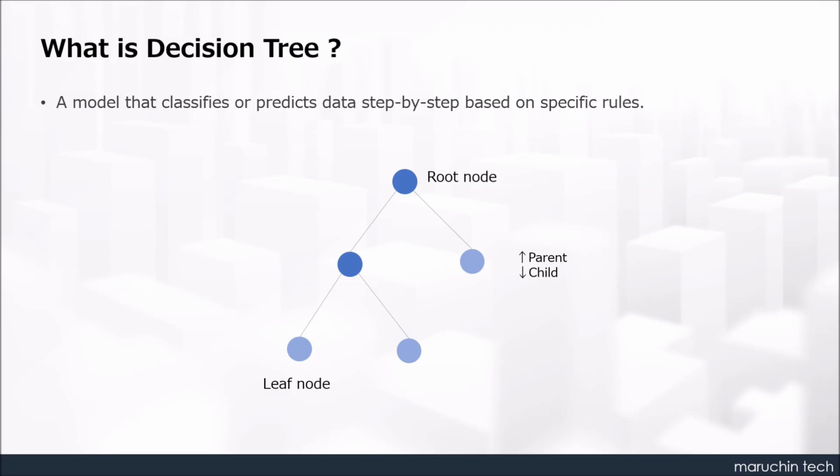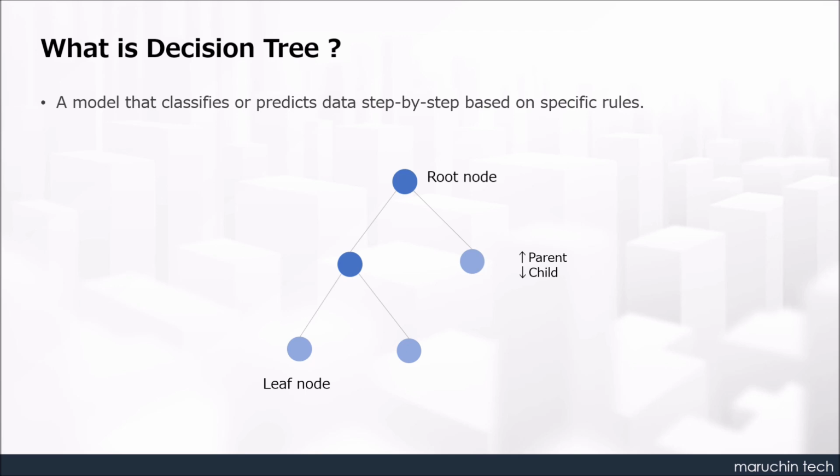From here, I will introduce the algorithms we will use in this hands-on session. First, let's talk about decision trees. A decision tree is a method used in data analysis and machine learning. It is a model that classifies or predicts the data step by step based on specific rules. It represents the decision-making process with a structure that looks like the branches and leaves of a tree.